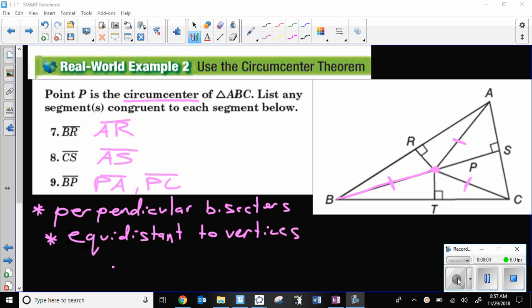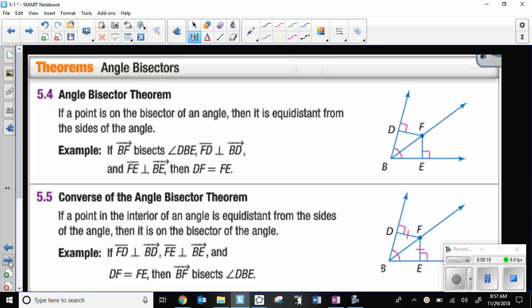Okay, so we have been focusing on perpendicular bisectors and circumcenters. We're now going to shift gears and go to angle bisectors and the incenter. So we're first going to start with what is an angle bisector. Well, if you remember, we've been dealing with angle bisectors for quite a while now.